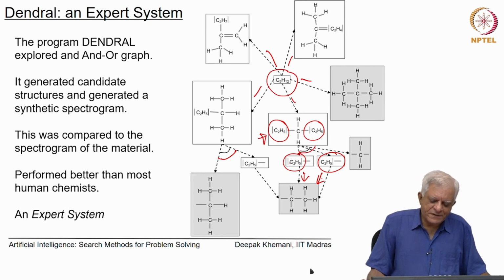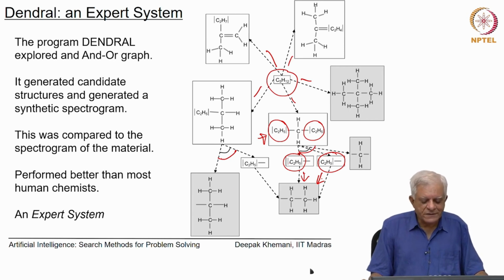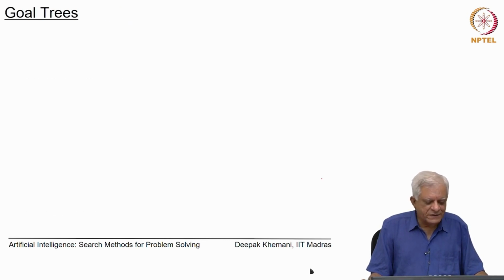So, these are 2 examples which are there to motivate us to study how to explore AND/OR graphs, and we will do that in the next session, where we will look at this idea of solution trees. So, meet you then.